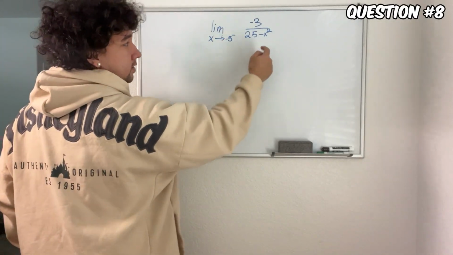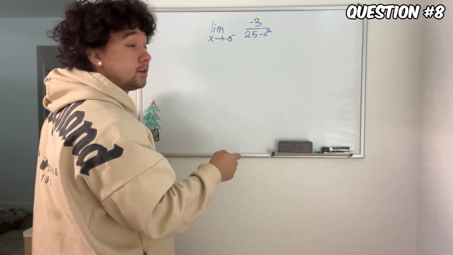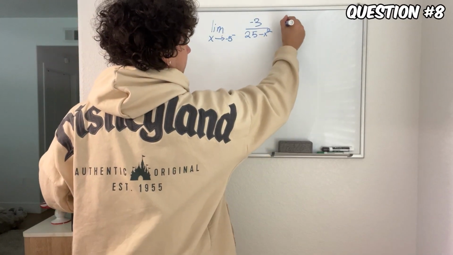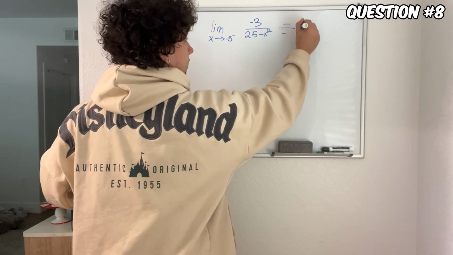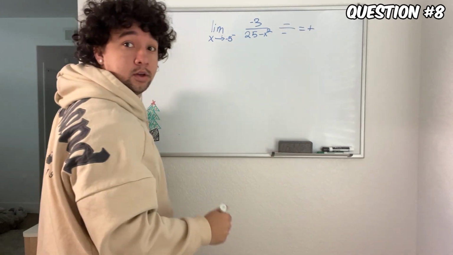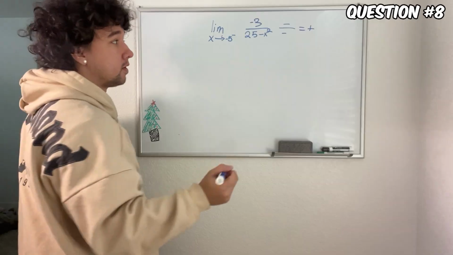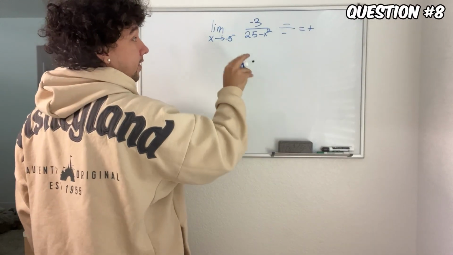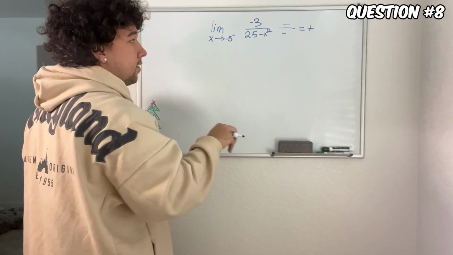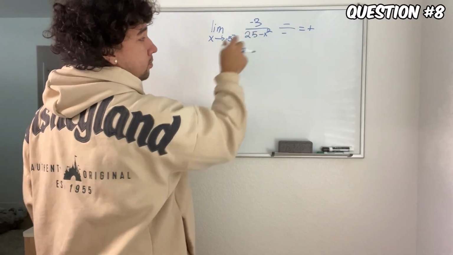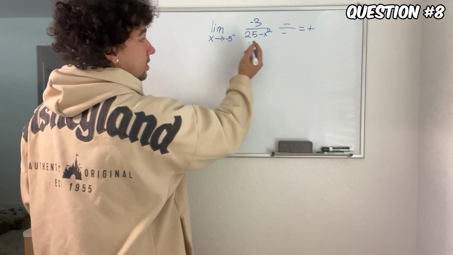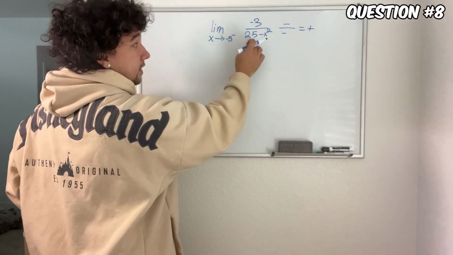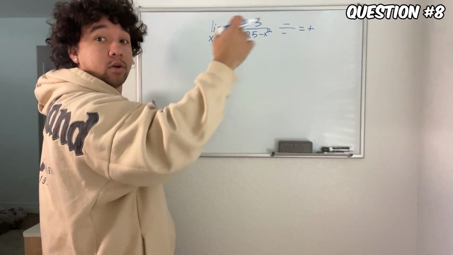If I plug in negative 6 here, negative 6 squared is 36. 25 minus 36 is negative. So right now I know for a fact that I have a negative over a negative, which is equal to a positive. So I know this thing is approaching something positive. But no matter what, I'm approaching values of negative 5 that are going to make this bottom part negative, because it's going to be something like, I don't know, negative 5.1. Even though it's not negative 6, it's going to be greater than 25, but also negative.